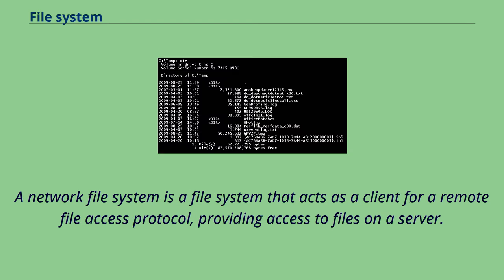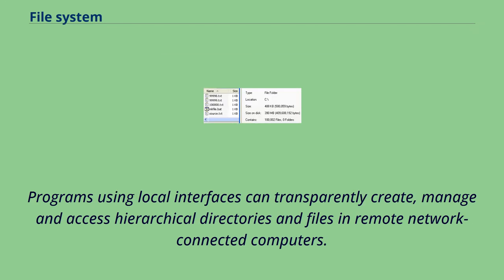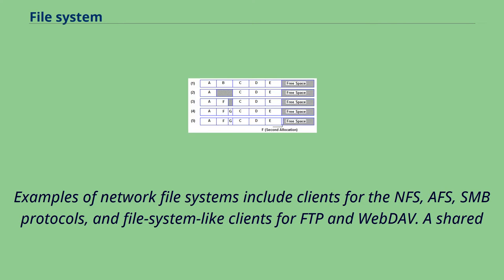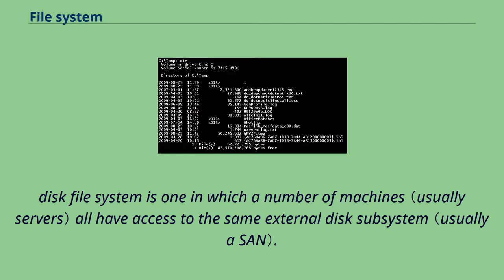A network file system is a file system that acts as a client for a remote file access protocol, providing access to files on a server. Programs using local interfaces can transparently create, manage, and access hierarchical directories and files in remote network-connected computers. Examples of network file systems include clients for the NFS, AFS, SMB protocols, and file-system-like clients for FTP and WebDAV.